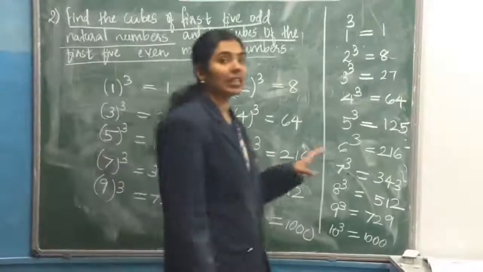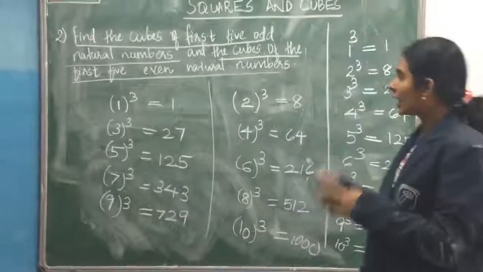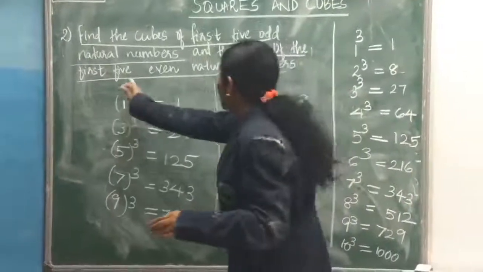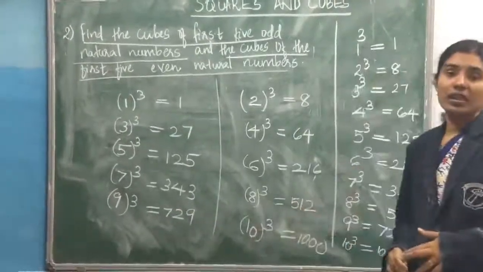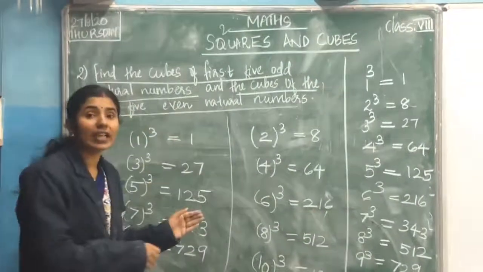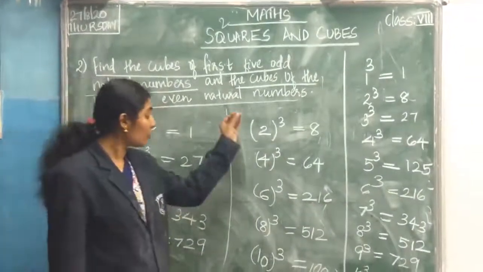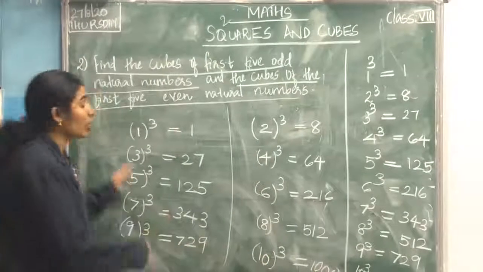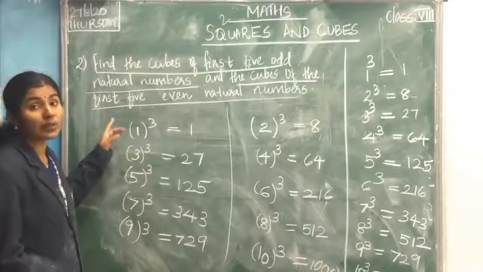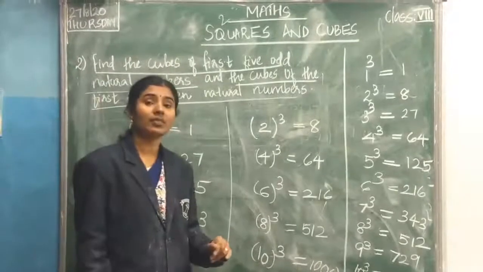So when you are writing like this, what can you understand? You are getting the cubes of numbers from 1 to 10. Isn't it? If you are separately writing the first 5 odd natural numbers and first 5 even natural numbers, you are getting the cubes of numbers from 1 to 10.